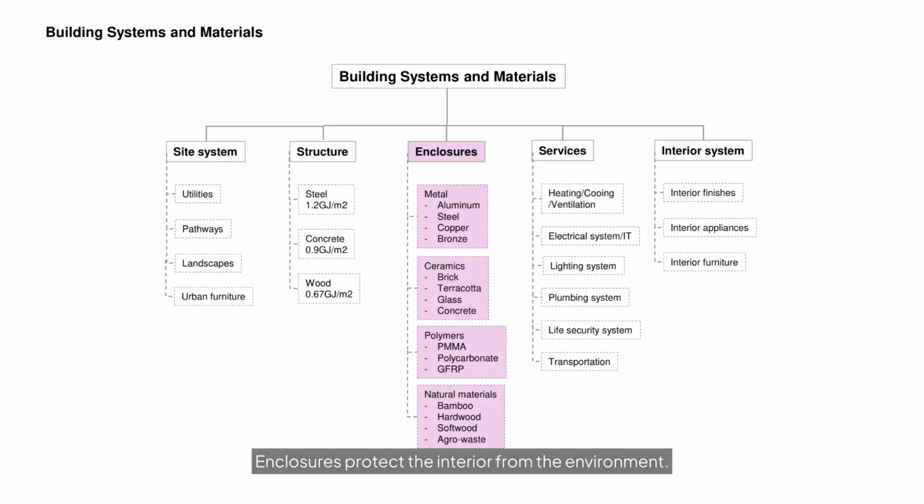Enclosures protect the interior from the environment. They are elements like walls, roofs, and windows, and are essentially the building's envelope. Enclosure building materials under the enclosure system are categorized into 4 broad families.